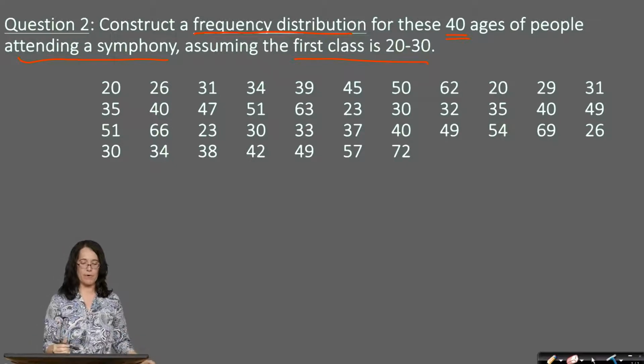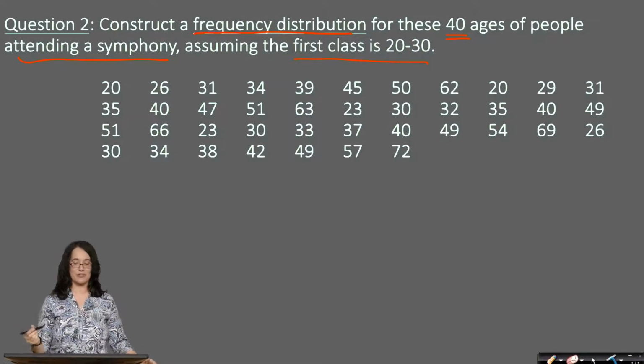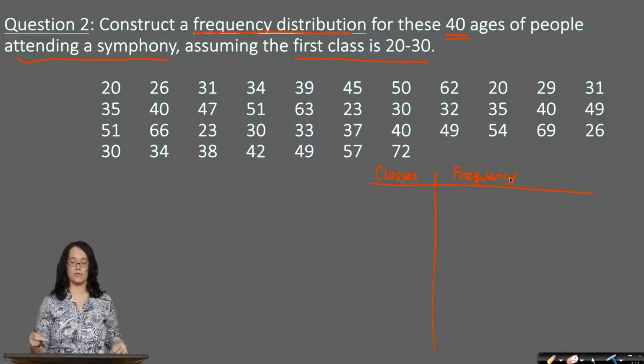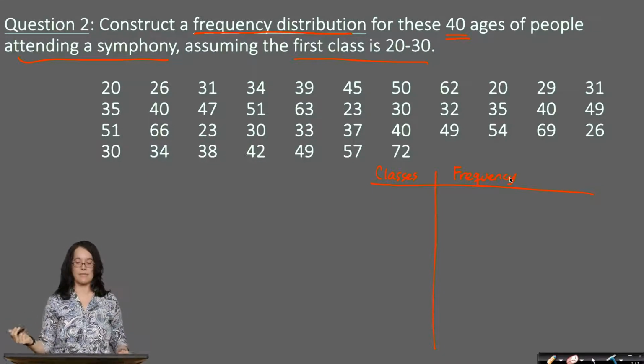So remember how we begin a frequency distribution. We have basically two columns here. The first column represents the name of the classes. Usually I just write classes, but you could say these are ages in parentheses. And then the second column is the frequency. So how many people are in each of these classes? You could say number of people in each class. That means the same thing here.